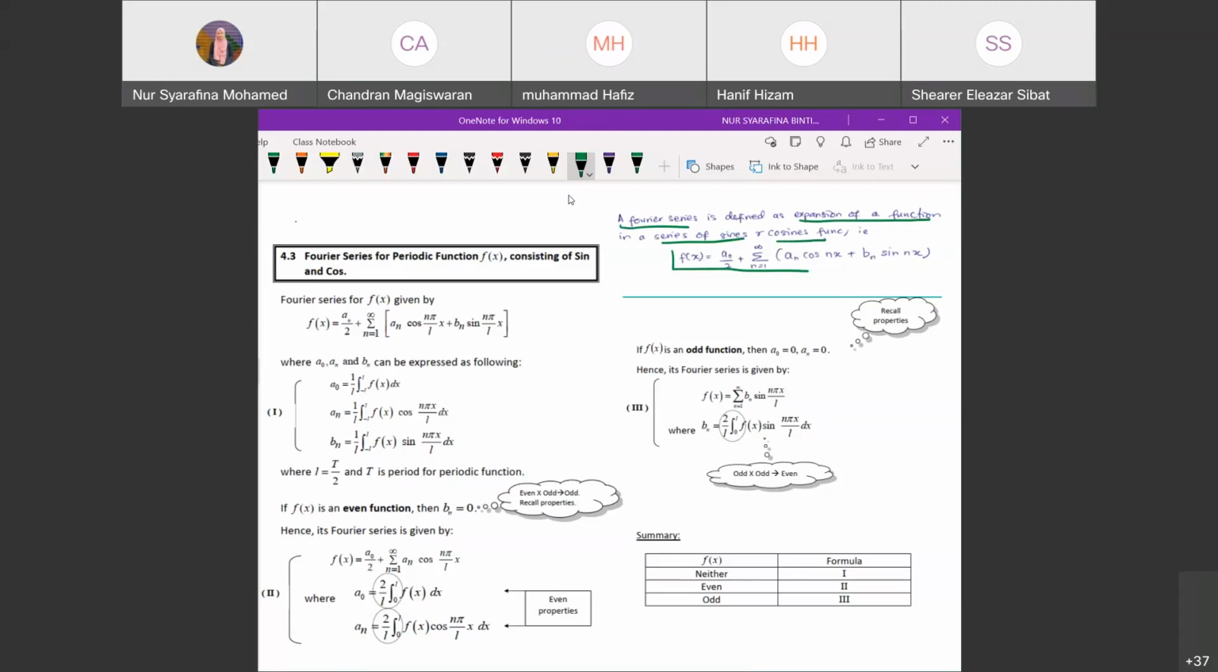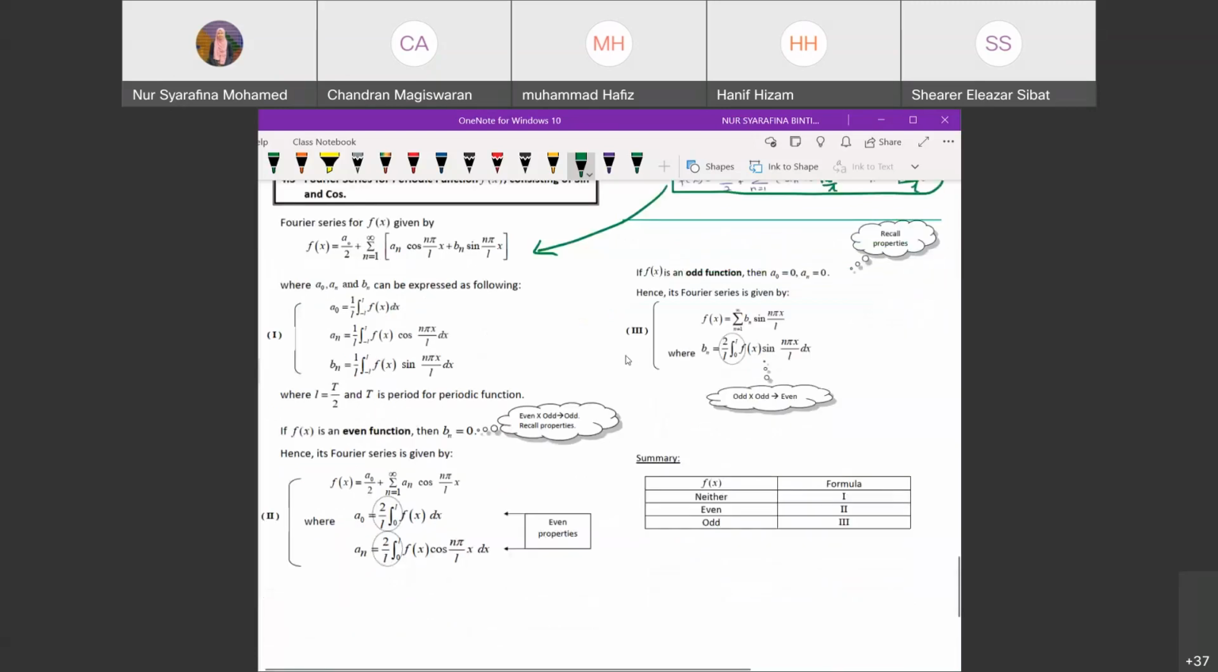So this is the definition, as you can see here. All right, so Fourier series is given by a naught over 2 plus the summation of an cos n pi x over L plus bn sine n pi x over L. So here we have n pi x over L. So what is a naught, an and bn here?